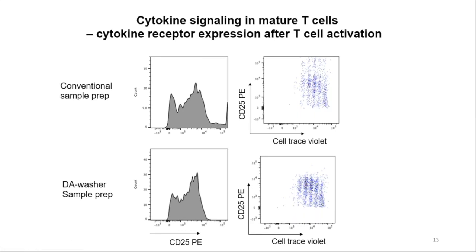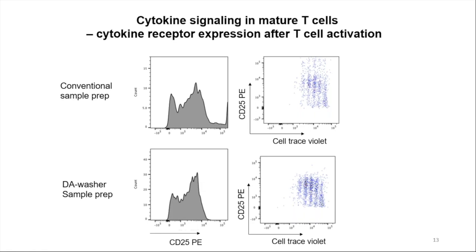But you also immediately notice that with the conventional sample prep, we are getting this very problematic staining, which means our MFI analysis is probably not going to be very meaningful. And luckily for us, we were able to completely eliminate this very problematic staining by simply using the DA washer. So this actually shows you exactly the same cells, the same experiment, the same antibody. The only difference is the sample prep. So we are actually able to generate much better data using the DA sample washer.